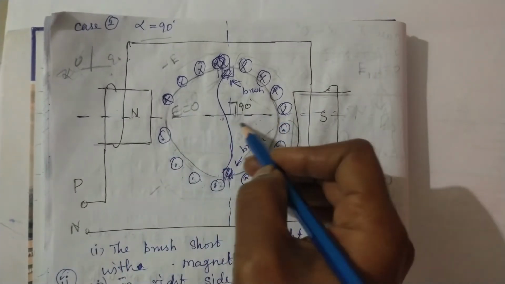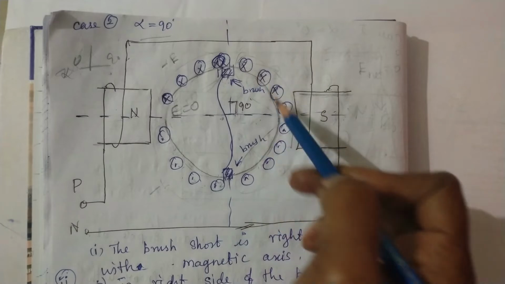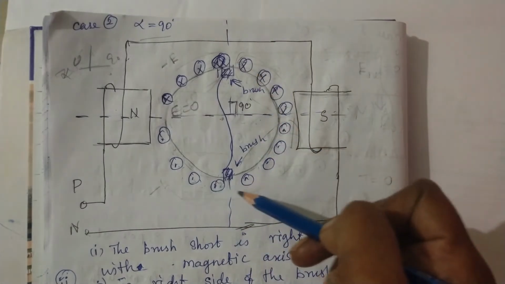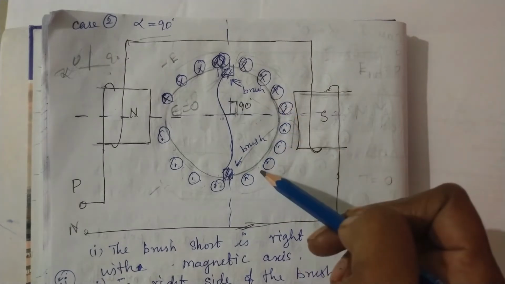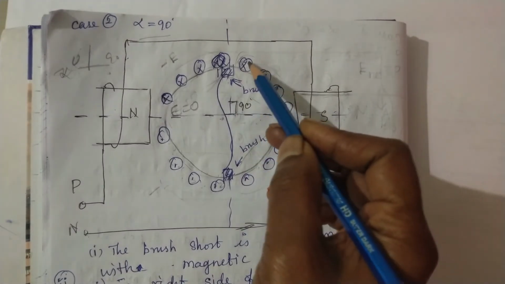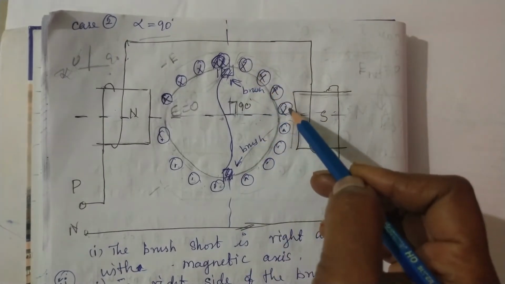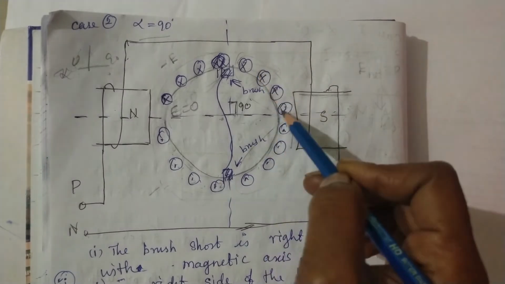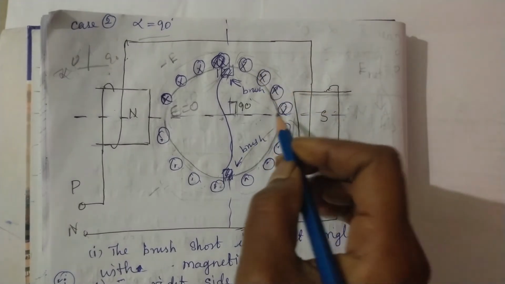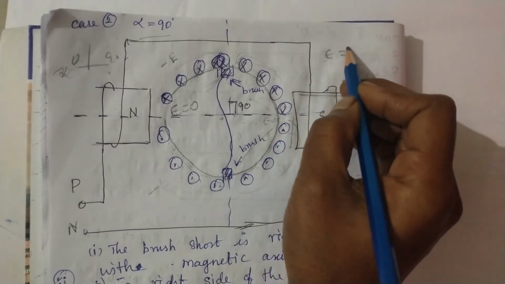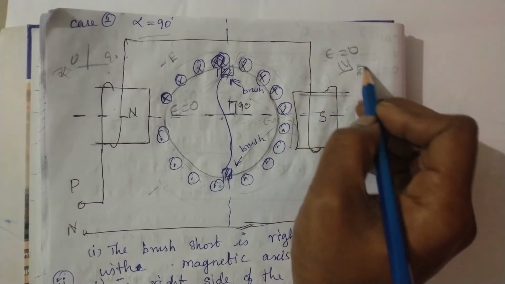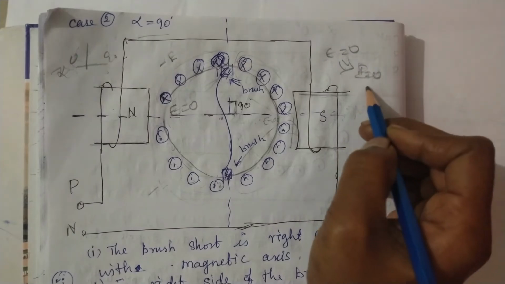And if you are seeing the right side, here also we are having equal opposite symbols, right? 4 cross and 4 dot. So the EMF that is going to be induced across these conductors will be in opposing nature. So that is why net EMF here is also 0. So if EMF is 0, then current will be 0. Armature current will be 0.